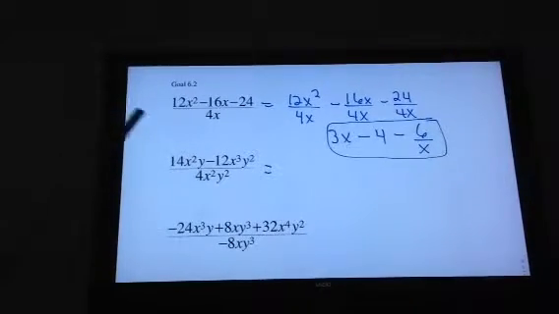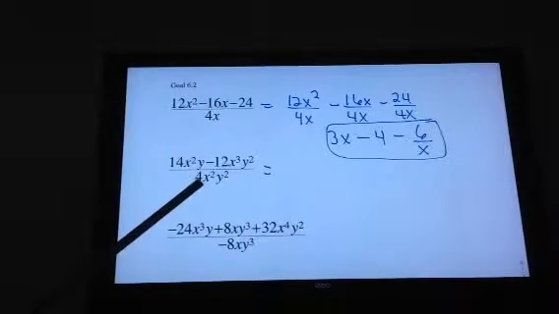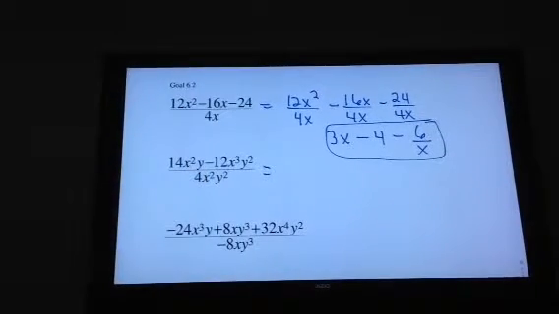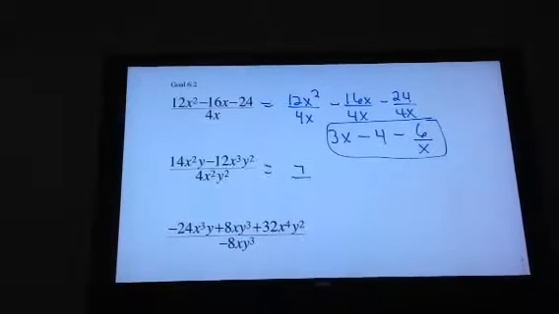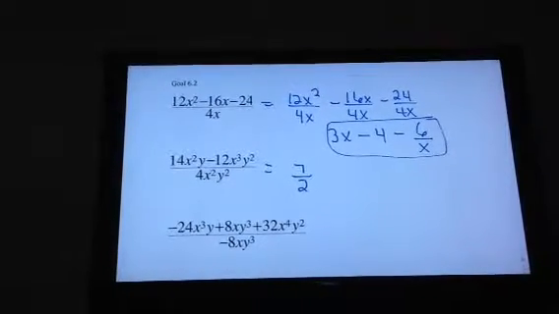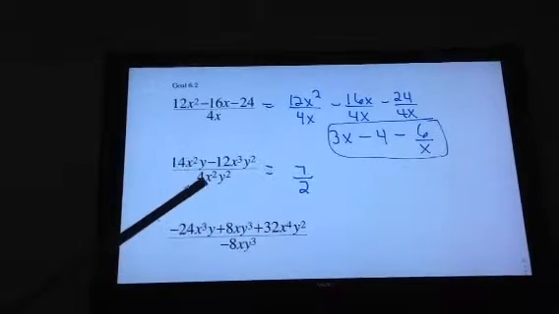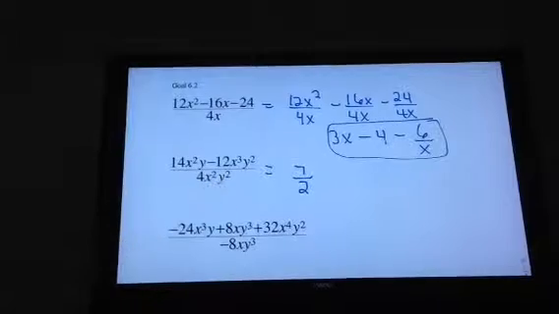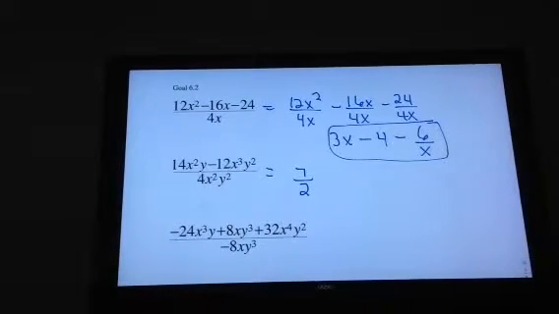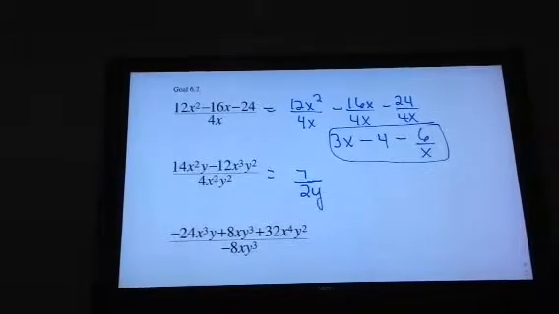So my 14x squared y over 4x squared y squared. So 14 over 4 would reduce to 7 over 2. Doesn't divide completely. My x squareds would cancel each other out. And my y over y squared would leave me y to the understood 1 in the denominator.